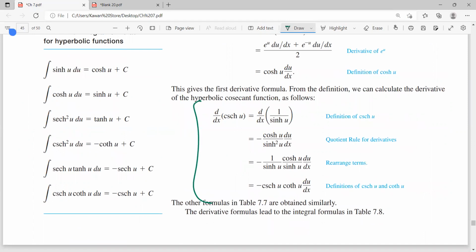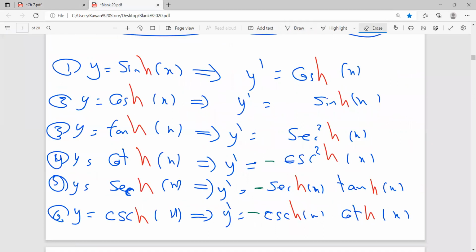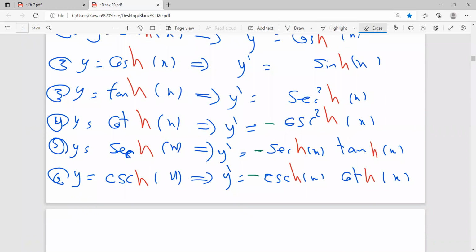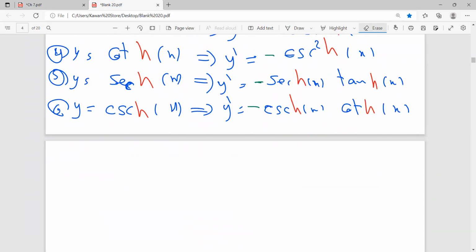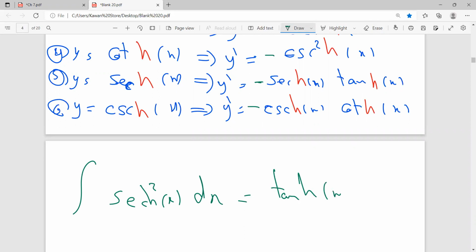If you know about the derivative, of course, the integral is the same, right? How are they the same? For example, integral of sech squared hyperbolic of x dx. I know sech squared is the derivative of what? Tan. So it is equal to tanh of x plus c. Is it from the third one? Yes. So we don't need a negative.